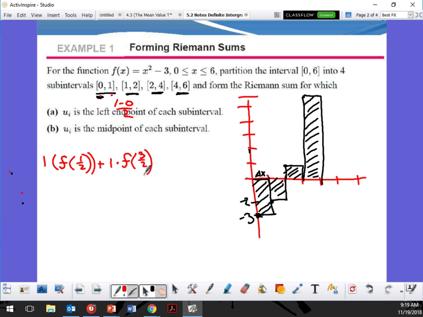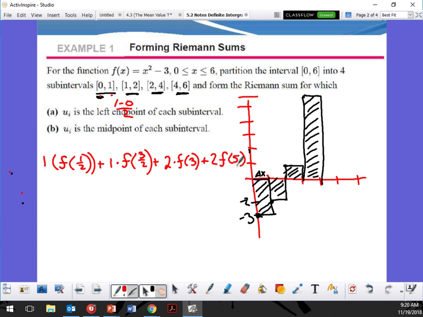3 over 2. Plus, my delta x is 2 times f of 3. Plus 2 times f of 5. Okay.